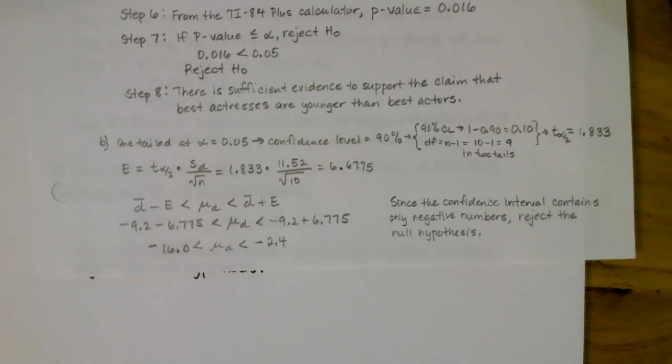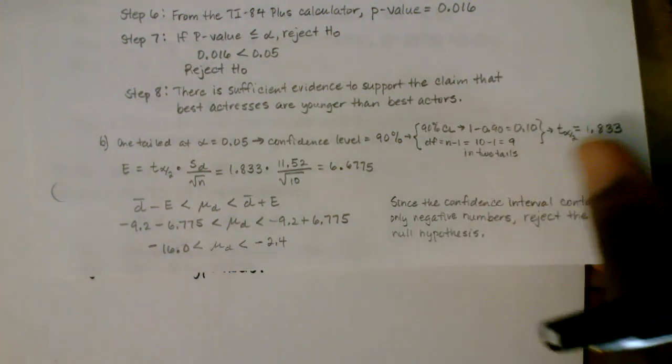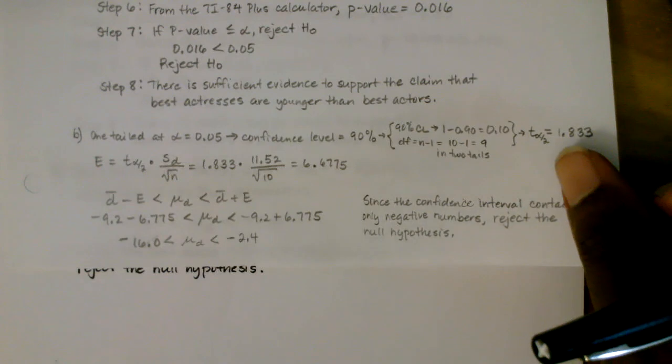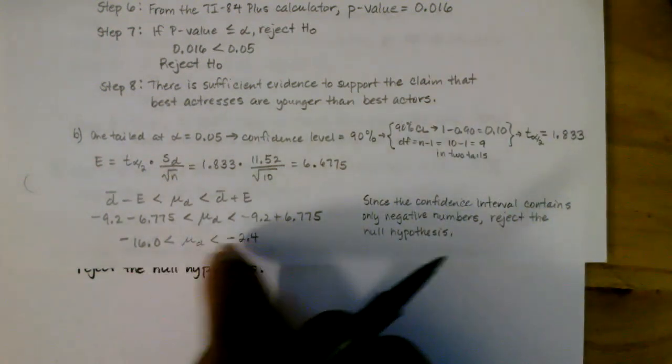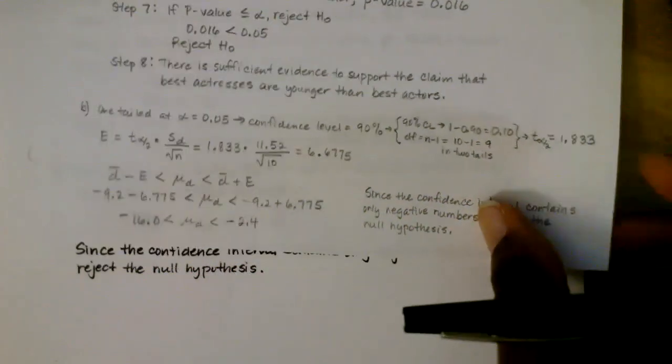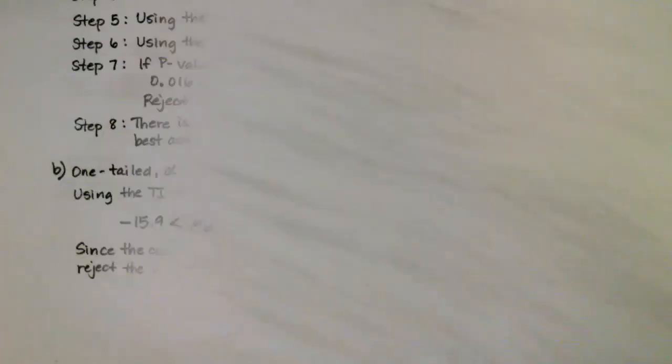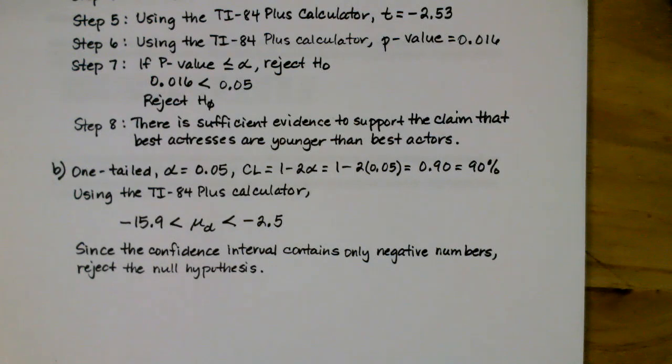And then I used the format for the confidence interval to get negative 16.0 on the left and negative 2.4 on the right. Now, this one might be a little bit off, but not by much because I did this manually. Your calculator gives a more accurate confidence interval. But regardless, 0 is not included, so that means we still reject the null hypothesis. Okay.